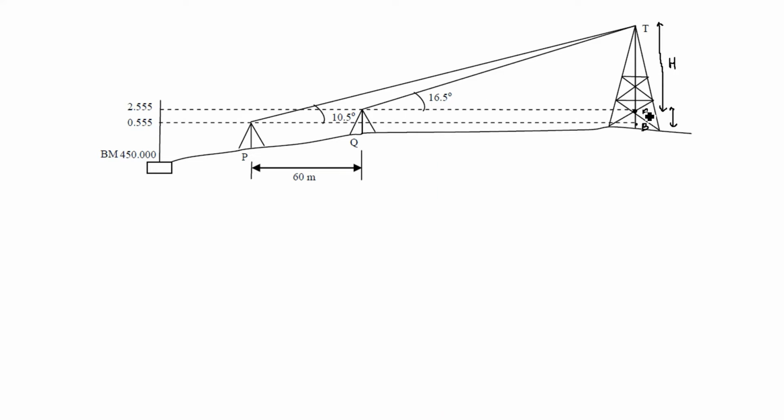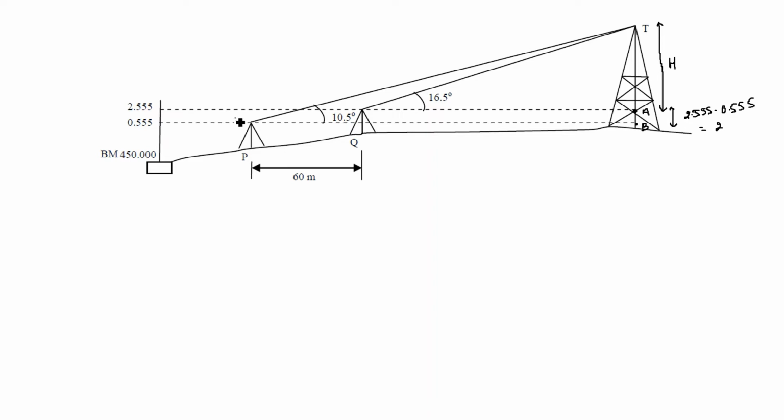So, for measuring this distance AB, we can take the difference of these two readings. This will be 2.555 minus 0.555, so it will be 2 meter. So, the distance AB becomes 2 meter.